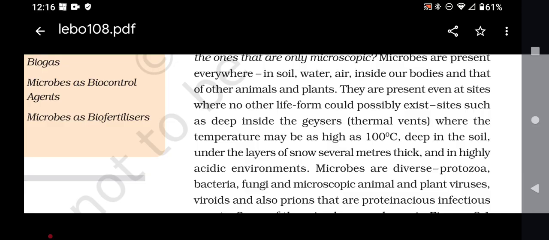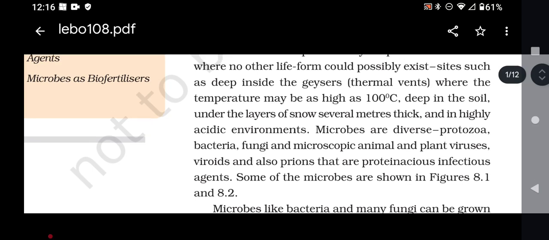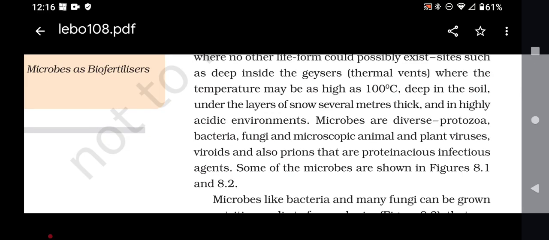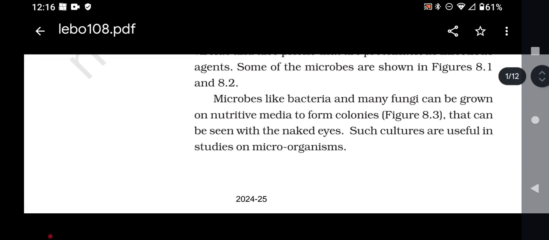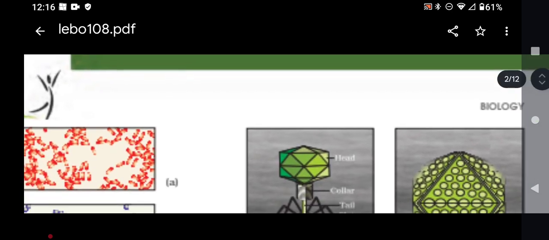Microbes are diverse: protozoa, bacteria, fungi, and microscopic animals and plants, viruses, viroids, and also prions that are proteinaceous infectious agents. Some of the microbes are shown in figure 8.1 and 8.2. Microbes like bacteria and many fungi can be grown on nutritive media to form colonies that can be seen with naked eyes. Such cultures are useful in studies on microorganisms.